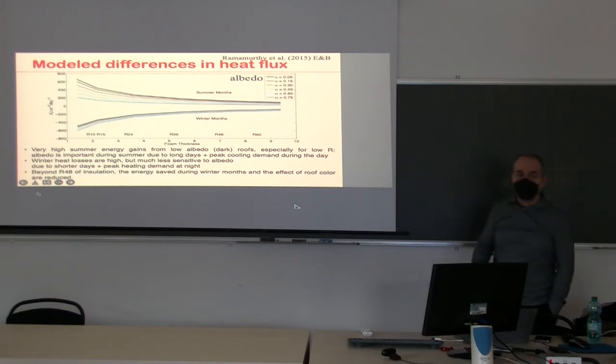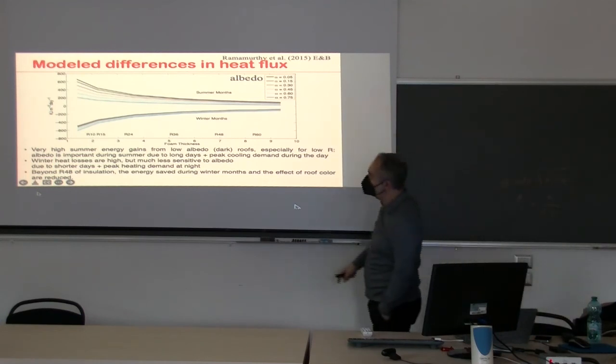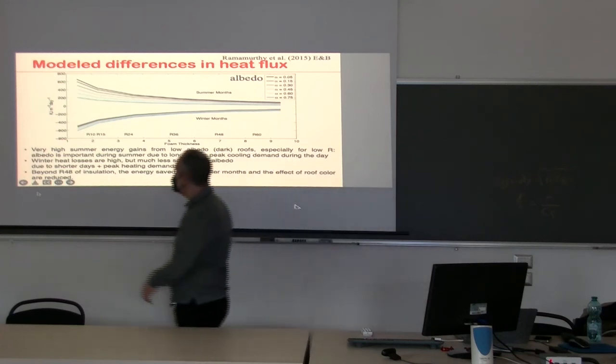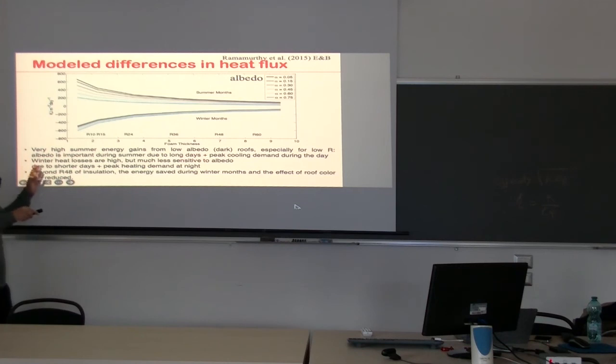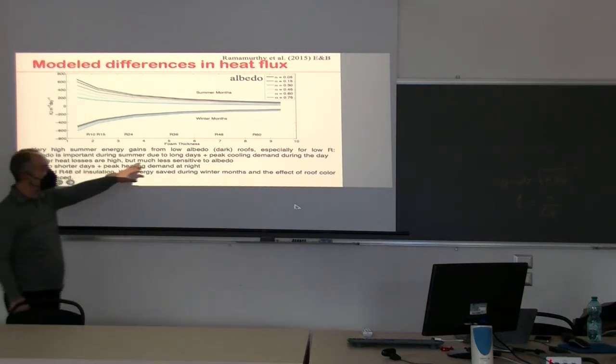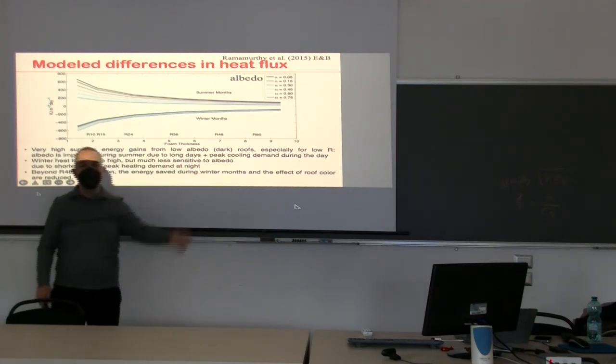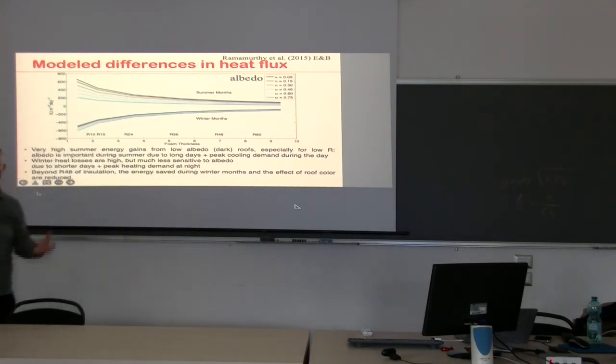After we did this project, we started understanding why. In the summer, the energy gain from the low albedo of a dark roof is very important, especially for low R, because in the summer you have very long days, and the peak cooling is during the middle of the day where the sun is out and the albedo is important. So the albedo is very important for summertime cooling.